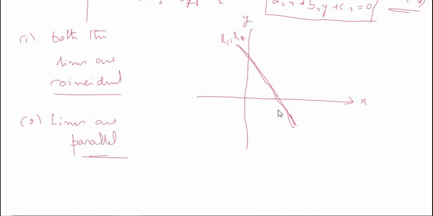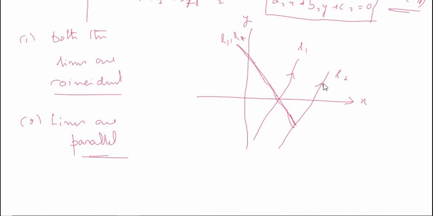So if you draw two lines, this is one line, this is another line, this is L1, this is L2. So L1 is a1x plus b1y plus c1 equal to 0. This is L2: a2x plus b2y plus c2 equal to 0. These two are parallel. They are not going to meet anywhere.